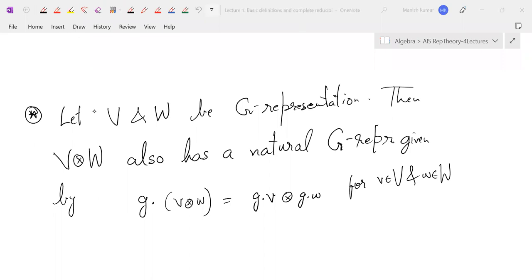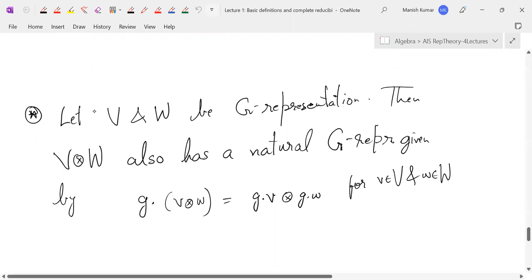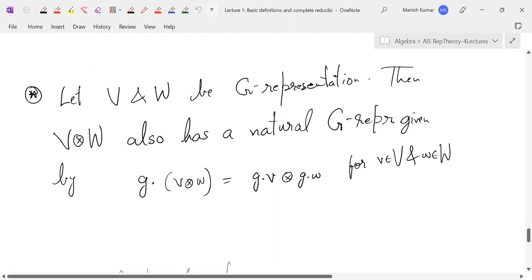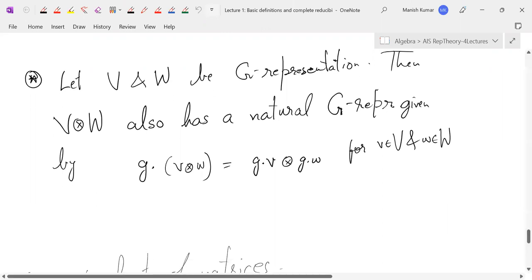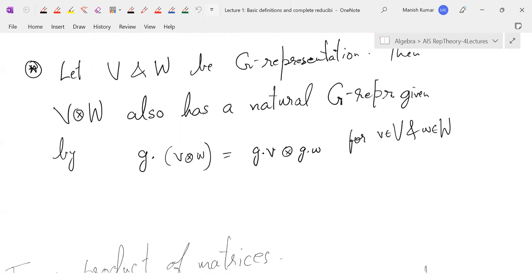Maybe you can put it in the chat if you want to know what the tensor product of two vector spaces is. A brief review would be nice. Okay, sure. So I'll tell you what it is.